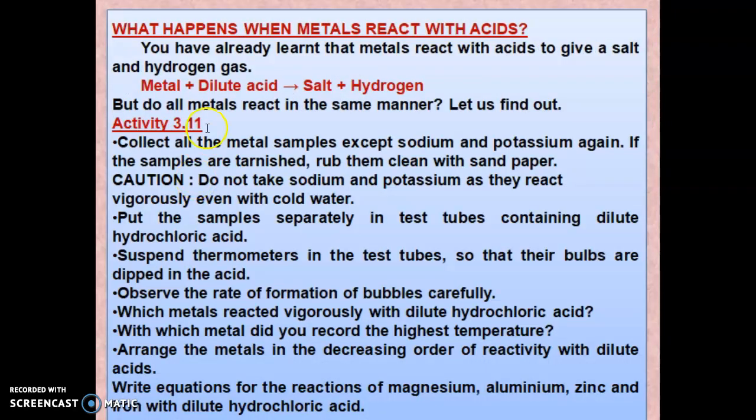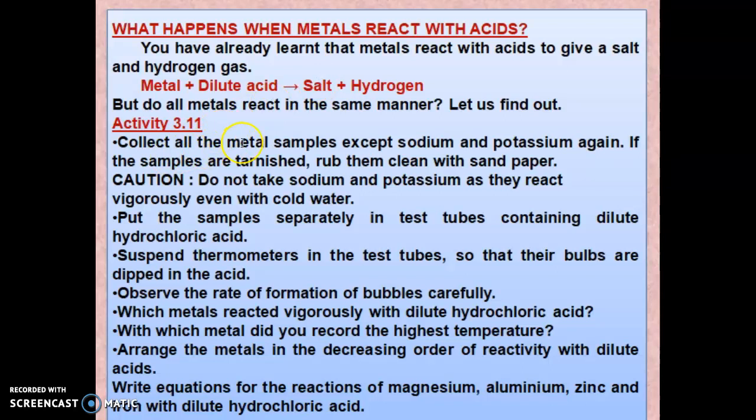Next we will see what happens when a metal reacts with an acid. You have already learned that when a metal reacts with acid, it gives salt and hydrogen gas. So metal plus dilute acid gives a salt plus hydrogen gas. But do all the metals react in the same manner? We can check with an activity, that is activity 3.11.